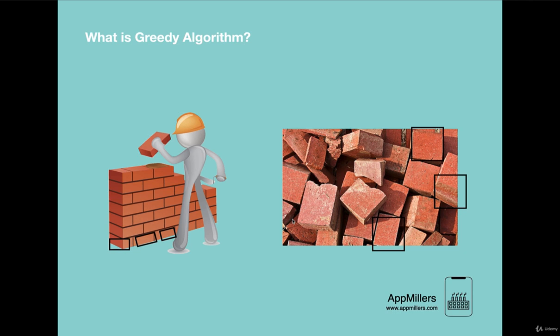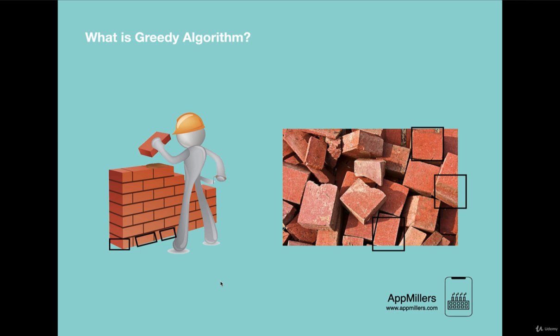Now similarly, if we apply greedy algorithm to this problem of building a wall from broken bricks, the greedy algorithm will do the same thing. That is, it will select the best brick at that time, then use it in the wall, and then select the second best brick at that time, then use it in the wall, and it will continue like this until the wall is finished, and in each step it will select the best brick at that time. So hopefully you have got a very high level idea of what exactly is greedy algorithm.